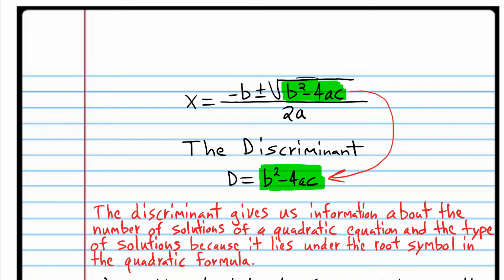So because it's under the root, if we have a positive number under the root, then the plus or minus sign doesn't go away, and we have two solutions. And if we have a negative under the root, the plus or minus sign still doesn't go away, and we have two complex solutions. But if the expression is 0, then the plus or minus sign does go away, and we have one solution. So that's why the expression under the root is called the discriminant, because it helps us to differentiate between the possible options.